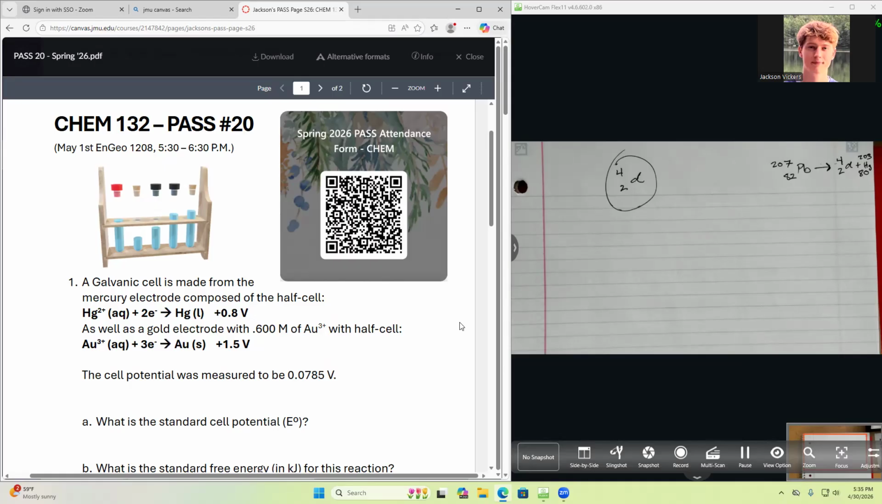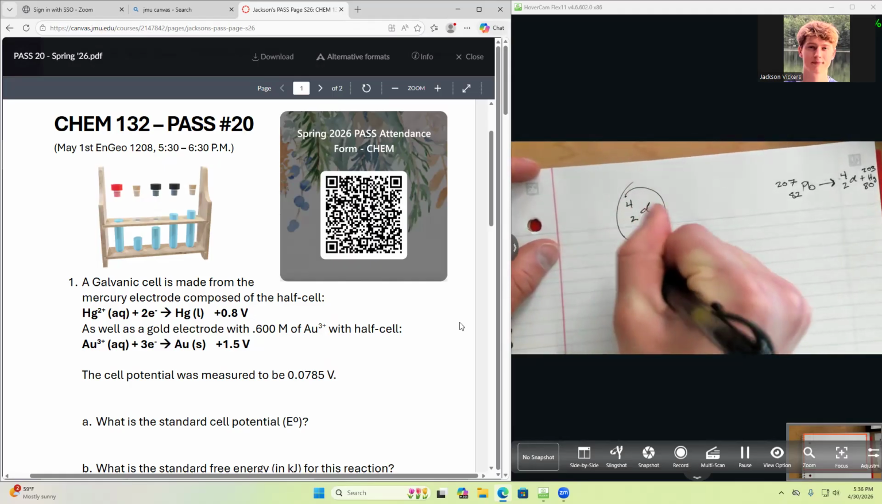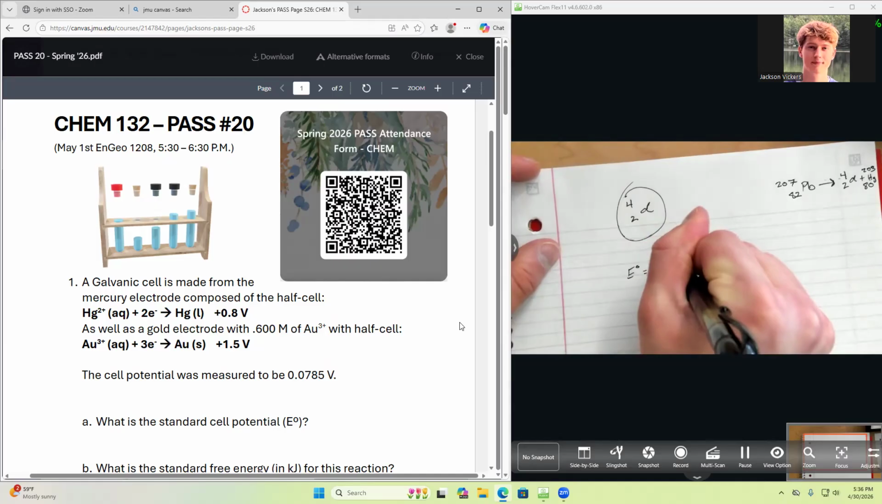So what's the formula for a standard cell potential? Yeah, cathode minus anode. Yep. So the E standard is cathode minus anode. That's always how our formula is going to look.